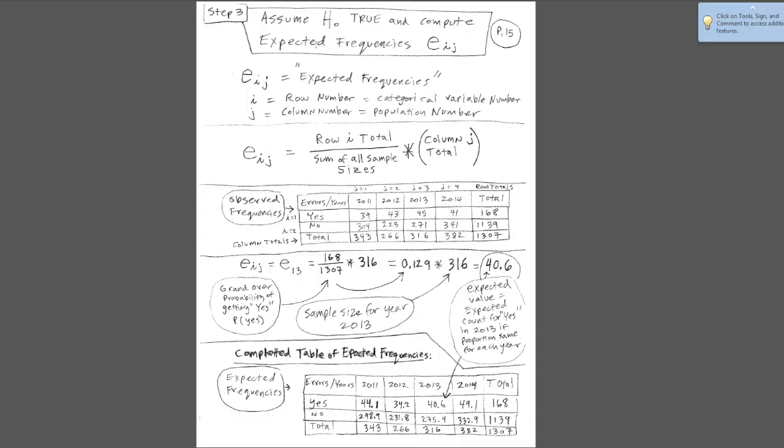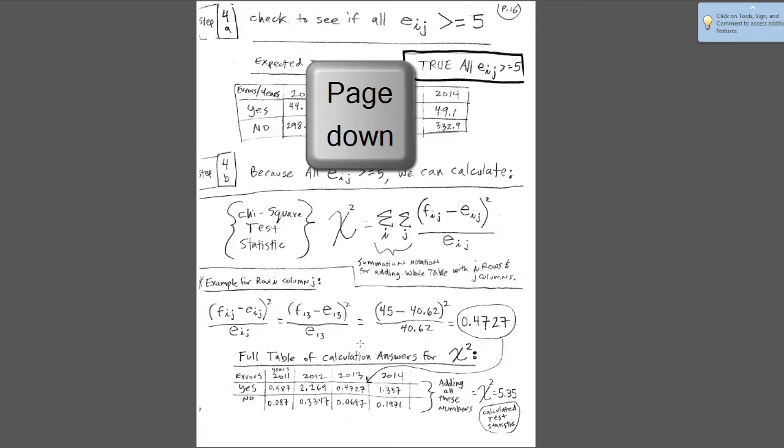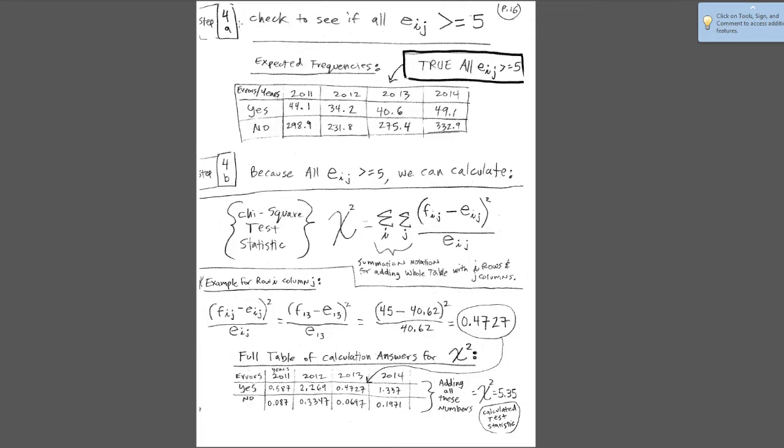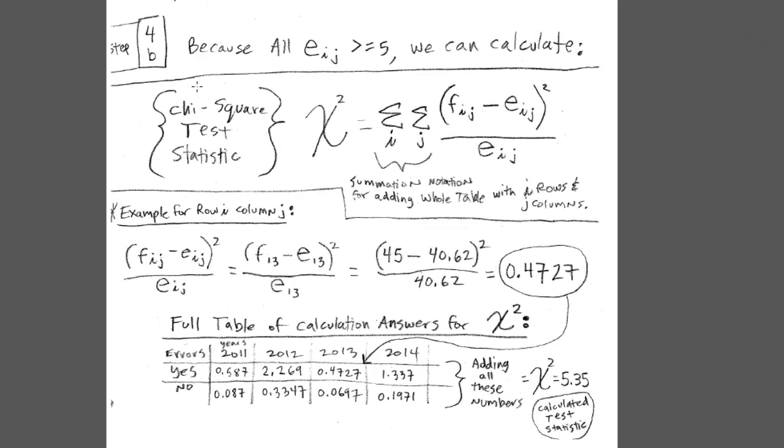Now let's page down. This is still step 3. Page down. We do have step 4. And before we can proceed, we actually have to check every single expected frequency to see if it's greater than or equal to 5. Now notice we've seen this checking for greater than or equal to 5 with proportions a few times in our book. And here we have to do it again. Every single one in our case is much bigger than 5. So we're perfectly fine to proceed.